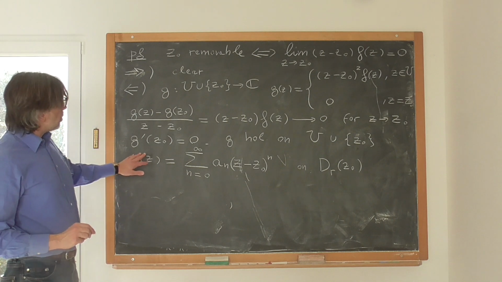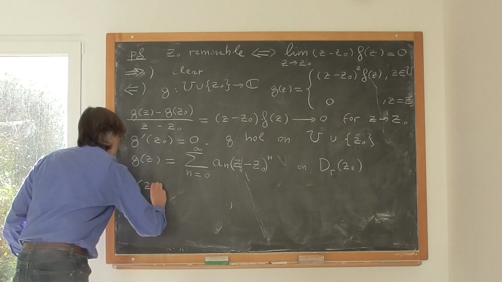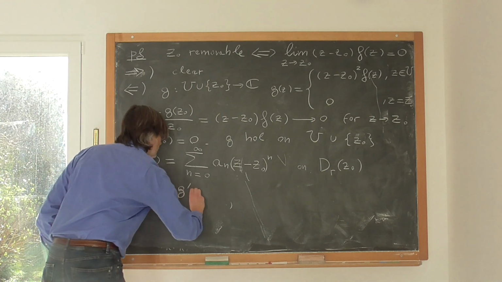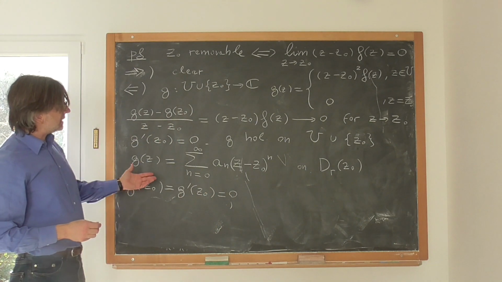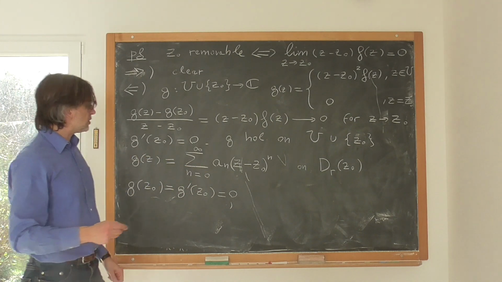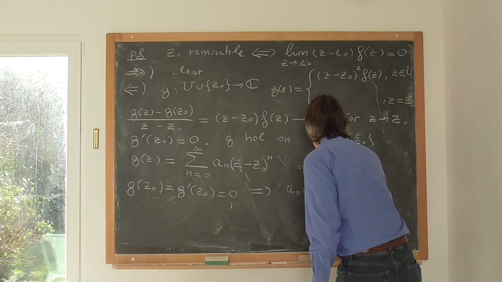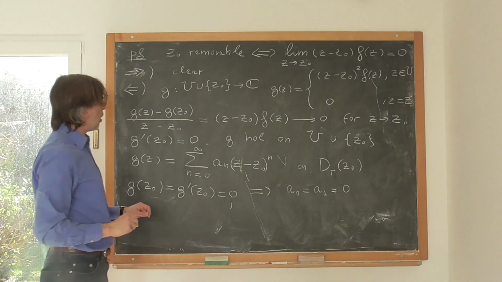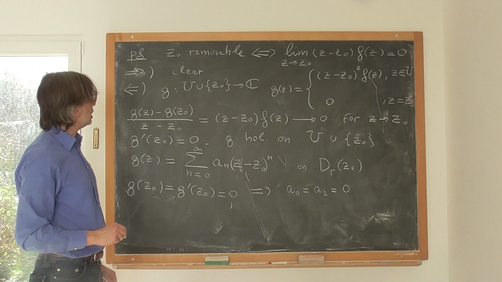Okay. Moreover, we know that the function g vanishes at z naught, and also the derivative of g vanishes at z naught. So this information tells us that the first two coefficients in the power series expansion of g are 0. So a0 and a1 are 0. So the power series expansion of the function g actually starts with n equals 2.